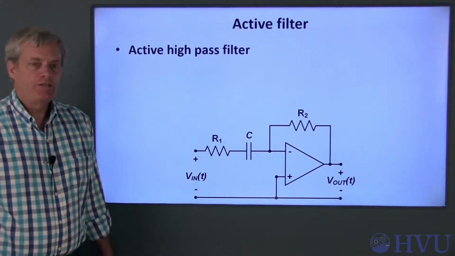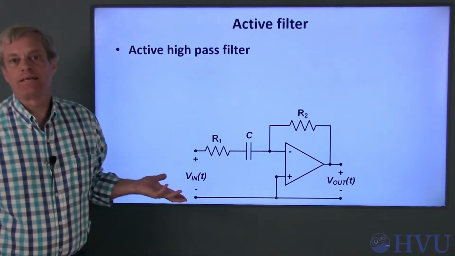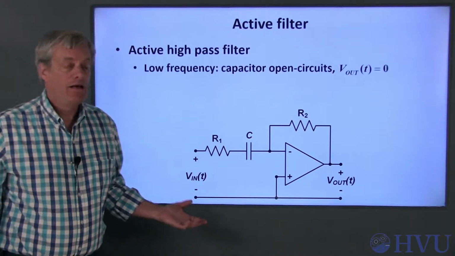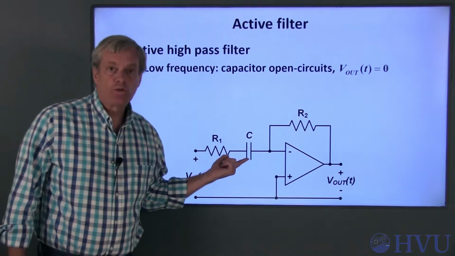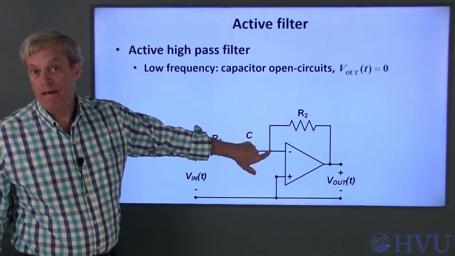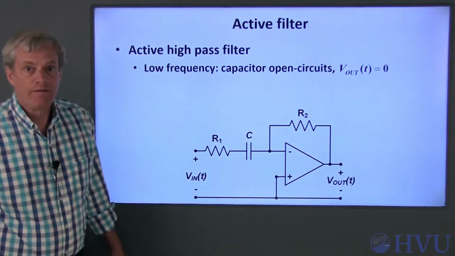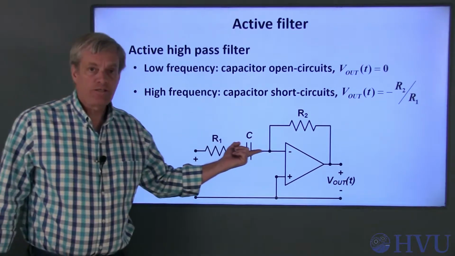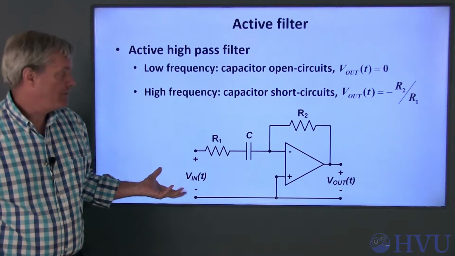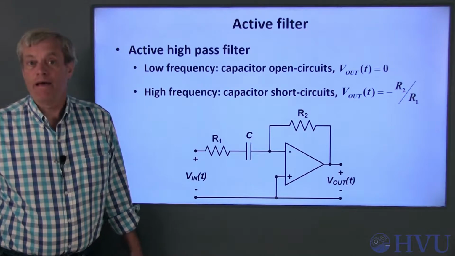Finally, we'll measure the magnitude response of this active filter. This is a high-pass filter, but let's take a quick look at the circuit behavior at low and high frequencies to verify this. At low frequencies, the capacitor looks like an open circuit, so the voltage at the inverting input terminal of the op-amp is 0. That means that the output voltage will be 0 at low frequencies. At high frequencies, the capacitor short circuits, and this circuit just looks like an inverting voltage amplifier with a gain of R2 over R1. This circuit then is a high-pass filter.